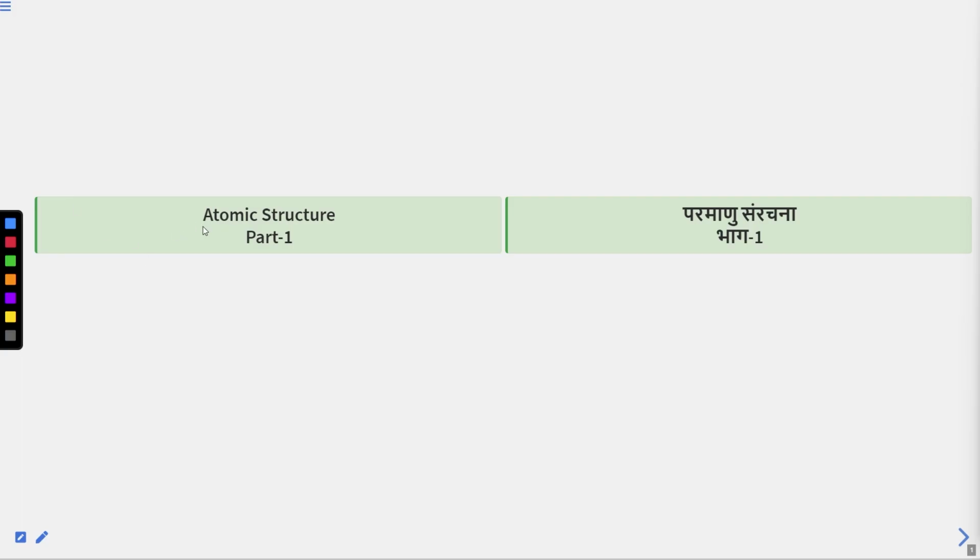Hello everyone. Today we are going to see some practice questions from the topic atomic structure. And this is our part 1.